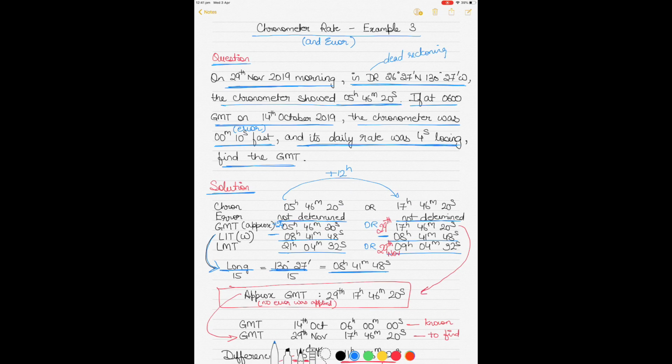Sometimes students get confused after hearing about rate of fastness was losing or rate of slowness was gaining. If you really think about it, it's quite simple. So if I say rate of fastness is losing, that means the chronometer error was initially fast, but the rate of fastness was losing, it was reducing, as it was in this case. So from 10 seconds fast, every day if you lose 4 seconds, it becomes 6 seconds fast, then 2 seconds fast. So that's how it was losing.